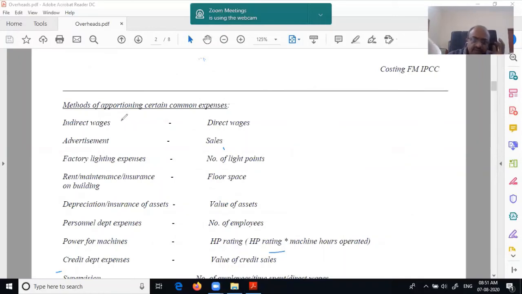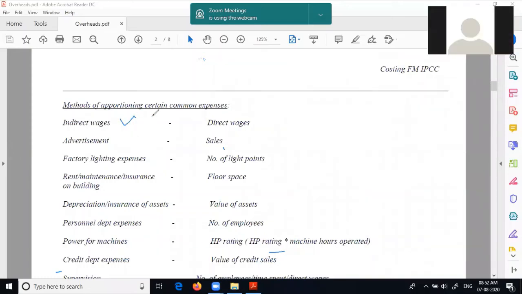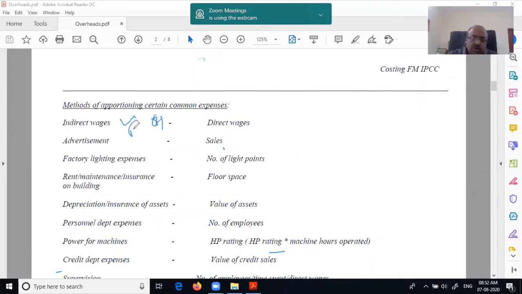For example, indirect wages. What is indirect wages? Indirect wages generally means repairs and maintenance done at the factory office. That is not directly used. The person working there as an indirect worker is only doing maintenance work. He is not doing production. So that work is called indirect. It is coming under factory overhead, mind you. It's not direct wages. But the apportionment, the way you can do it is, for example, A and B are there.